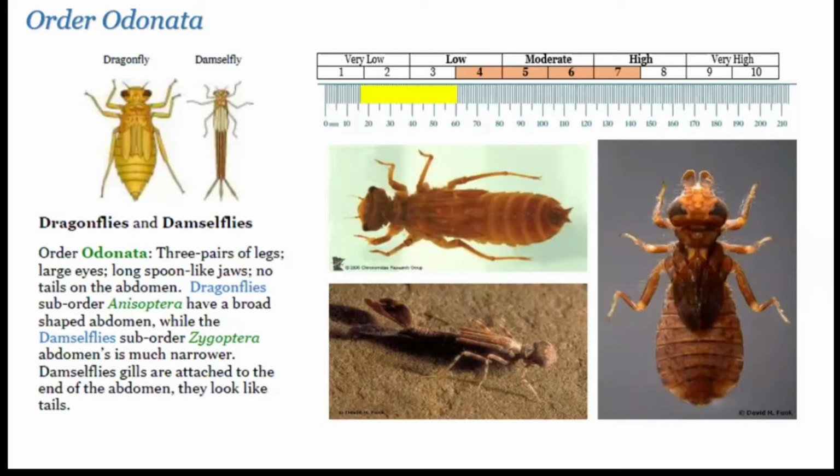Now, looking at that one picture, especially the picture for the damselfly, you would say, Tim, you're lying. There's tails right there. I see them. Well, those are not actually tails. They're gills, although they do have the appearance of tails.